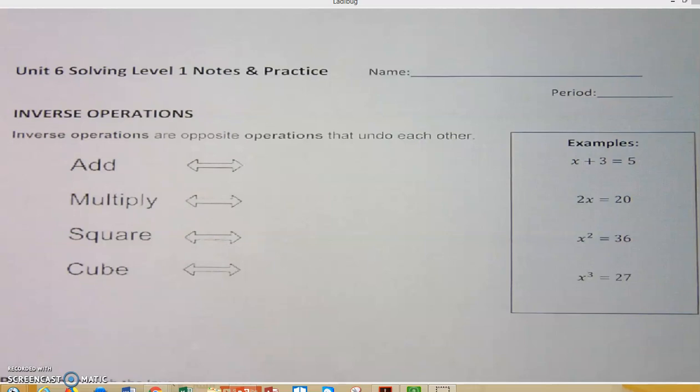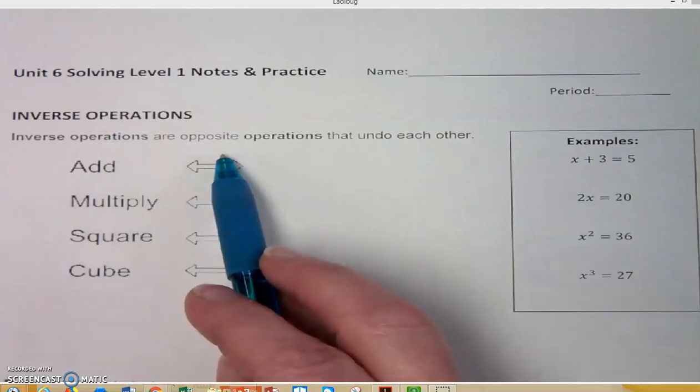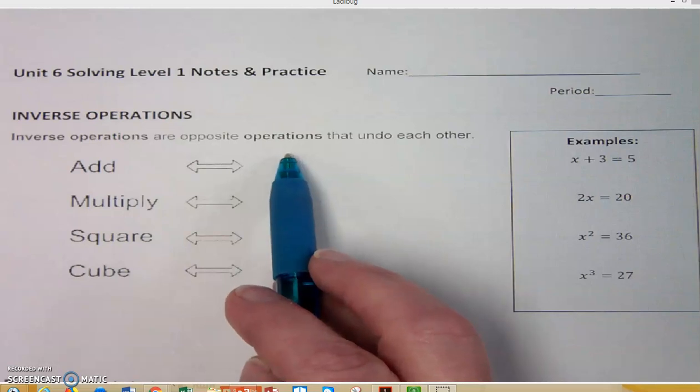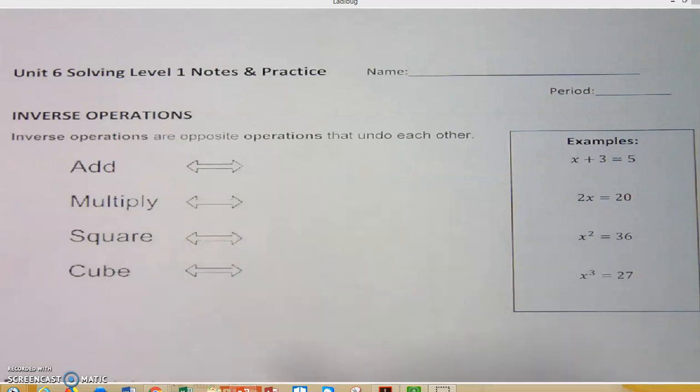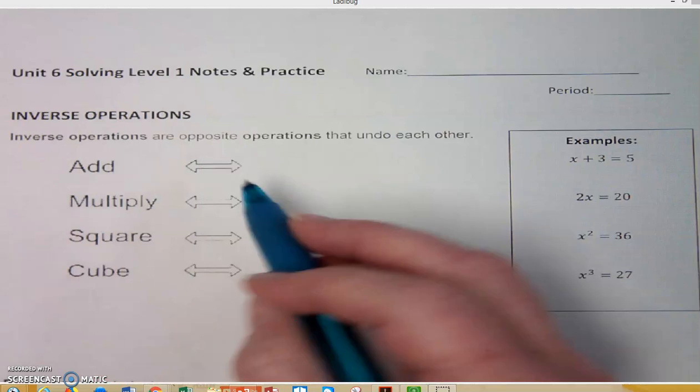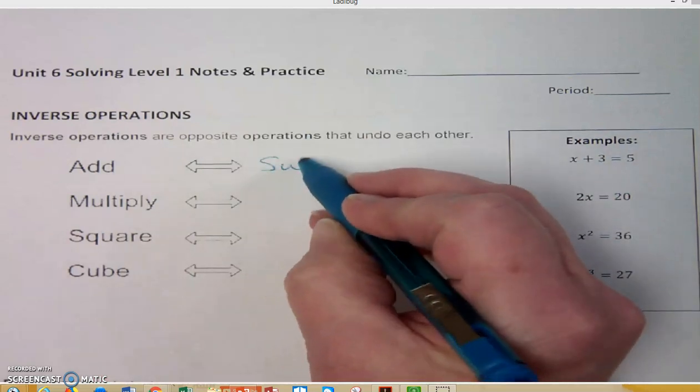These are the notes for Unit 6, Solving, Level 1. In order to solve, we have to go over what inverse operations are. Inverse operations are opposite operations that undo each other. So the inverse operation for addition would be subtraction.